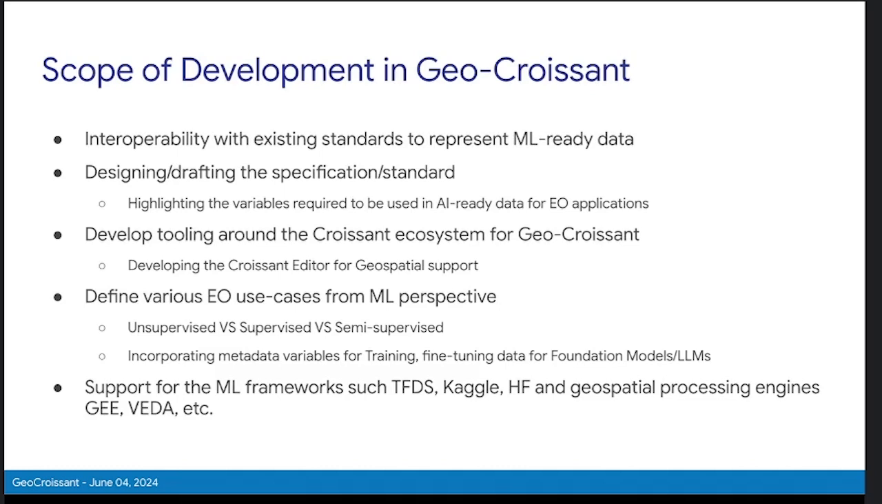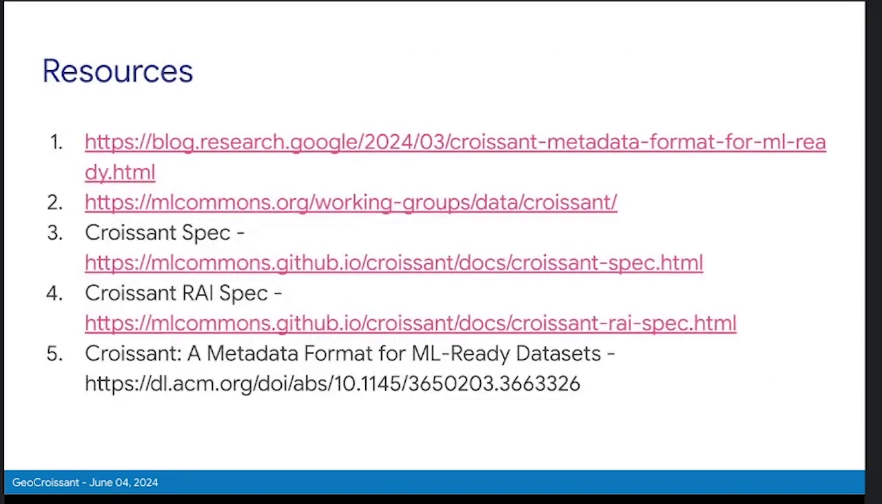And finally, incorporate this into user-driven frameworks, user-driven geospatial processing engines, such as Google Earth Engine or NASA VEDA, or Microsoft Planetary Computer, which have all the data ingested and go right from the data to the visualization. So how we can bring GeoCroissant into that entire ecosystem. And these are some resources. So the blog post link, the specification, the responsible AI specification, and also the paper which came up recently in the data engineering and management workshop.